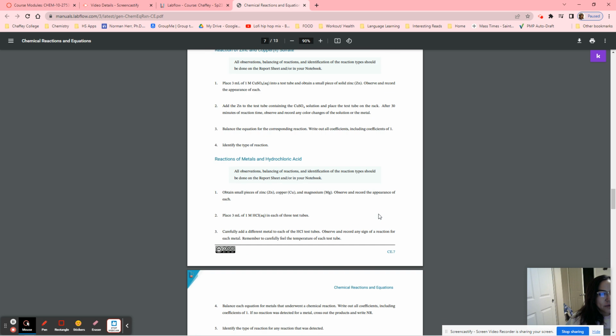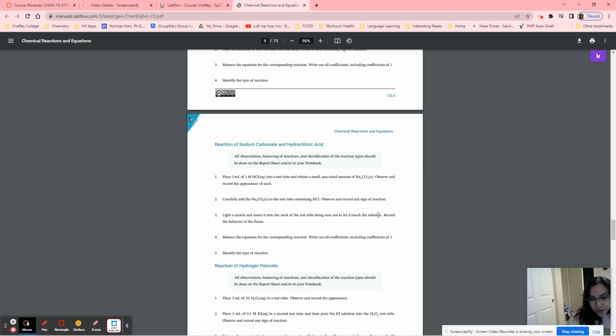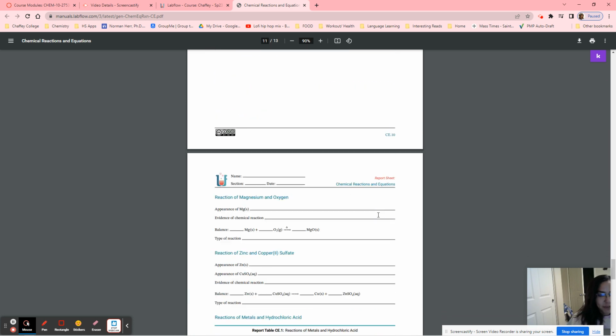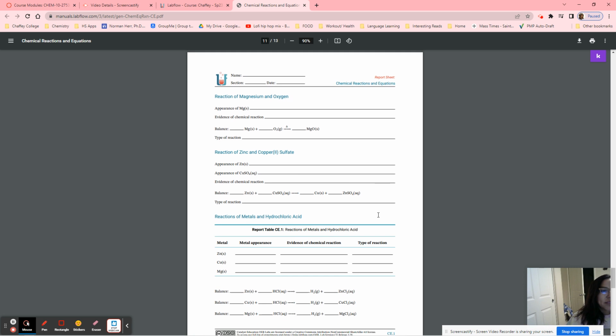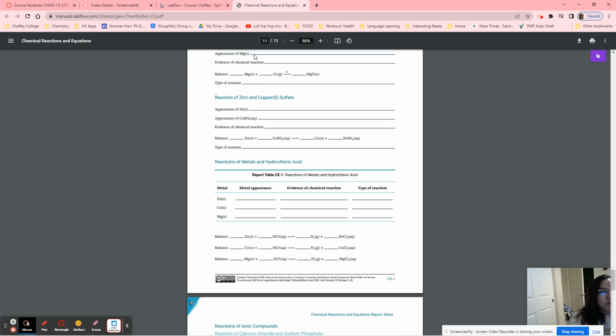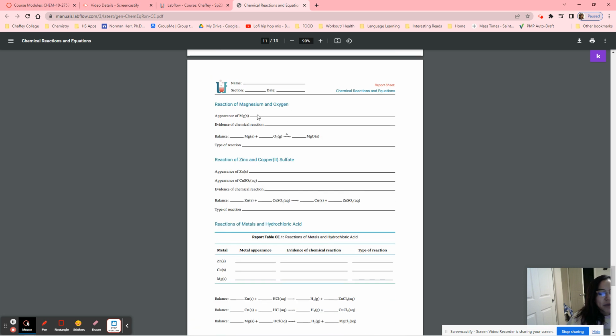Right. So this is performing your experiment, the step-by-steps on it. Okay. Now let's go into your worksheet. So you want to be able to describe, okay, this is all about your descriptions and your observations. You want to describe the appearance of what that element looks like and give me the evidence of the reaction that occurred. Did it make bubbles? Was there a color change? Did it go from shiny to dull? What's happening? Okay, so describe that evidence.